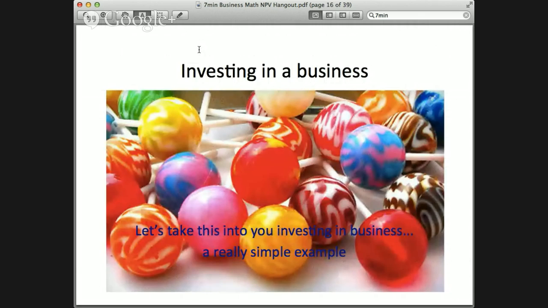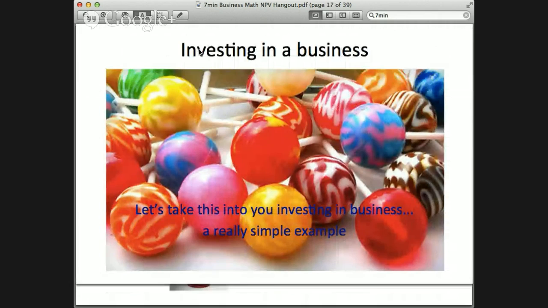Let's look at investing in small business. I'm going to keep this very simple initially, just so that you get a really good grasp of an understanding of what this is about.